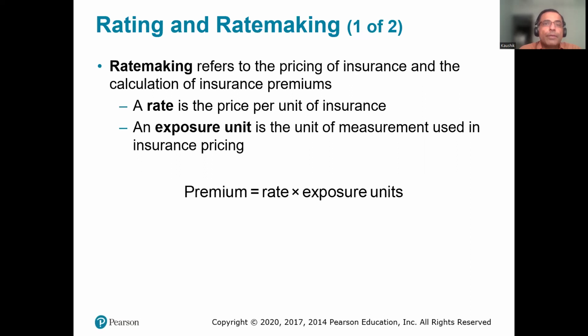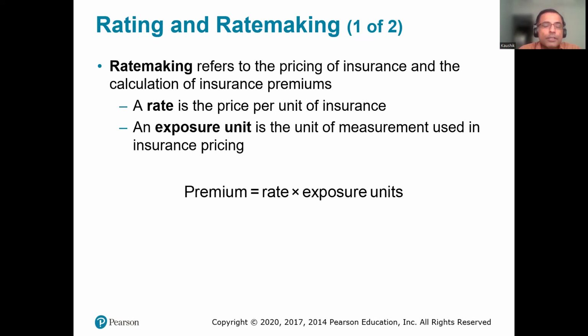The first is rate making. This relates to the pricing of insurance and deciding the premium. So premium is the product of rate and exposure units. Exposure units are measured in dollar terms, and rate is the price for each exposure unit.